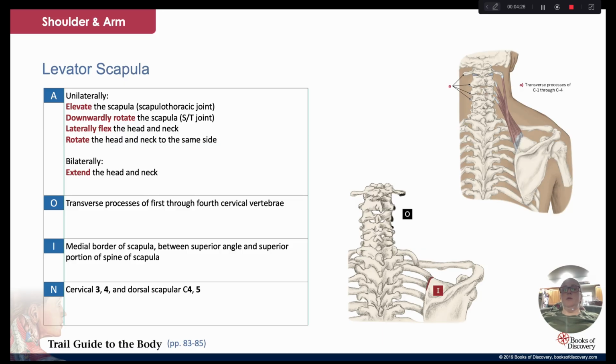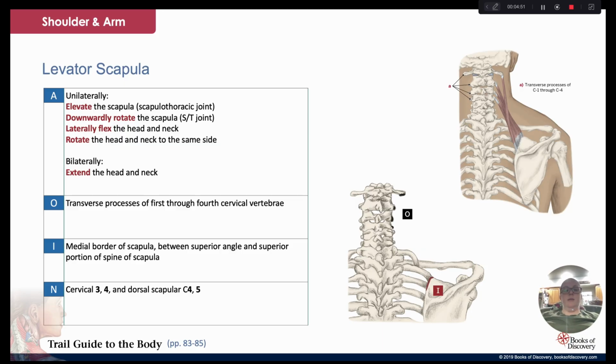People who tend to have an elevated shoulder or pain in the neck tend to have tightness in their levator muscle. It also will rotate unilaterally. When both sides, bilaterally, of the levator scapula contract, it's going to pull the head back into extension.